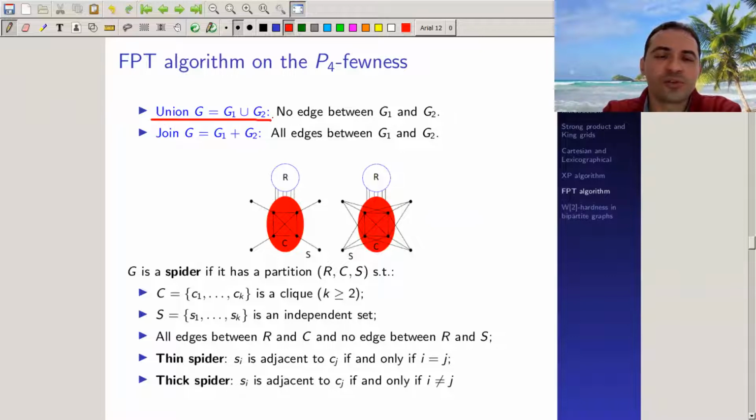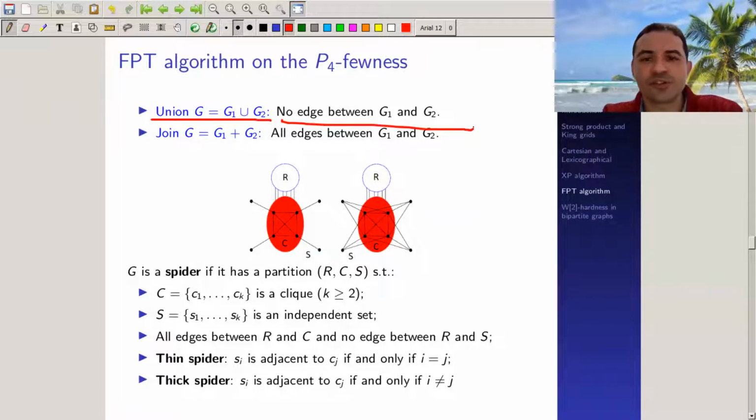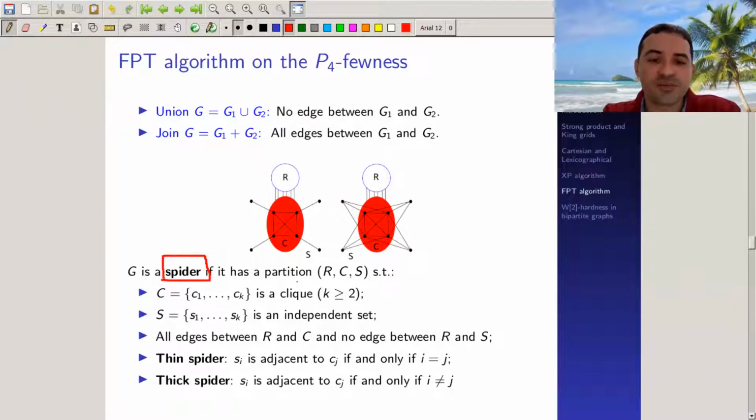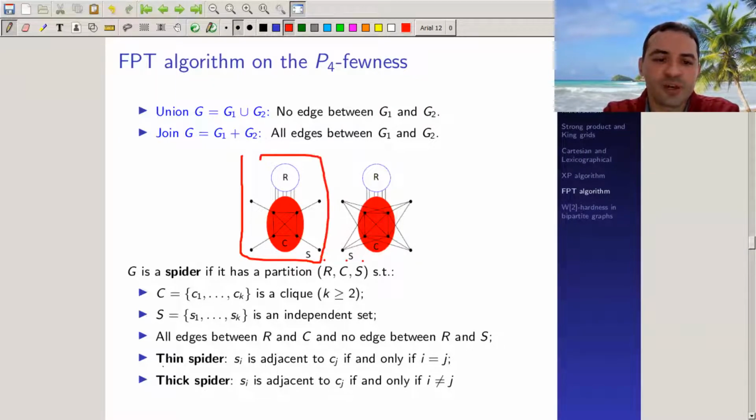Okay, in the union of two graphs, we have no edge between G1 and G2. In the join, we have all edges between G1 and G2. And this spider, a graph G is a spider if it has a partition R, C, S with this structure. We have thin spiders and thick spiders.